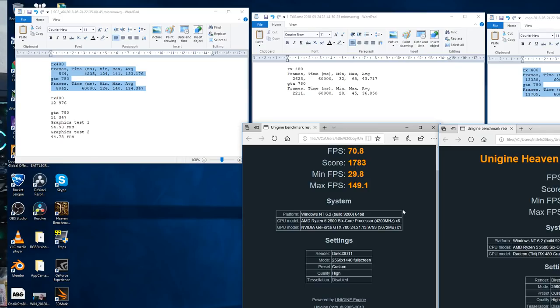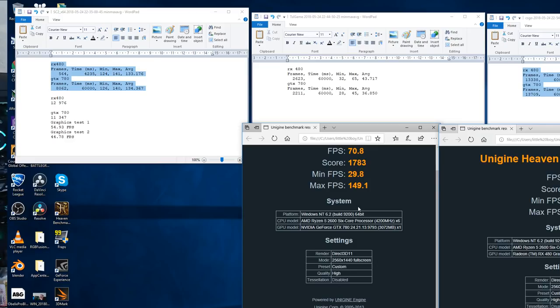Ryzen 5 2600, 4.2 gigahertz, 16 gigabytes of Corsair Vengeance LPX 3000 megahertz and Aorus X370 motherboard, Gigabyte Aorus X370 motherboard. So yeah, and here you go, look at that. Like it is absolutely rubbing its balls all over the forehead of the RX 480 in this benchmark.